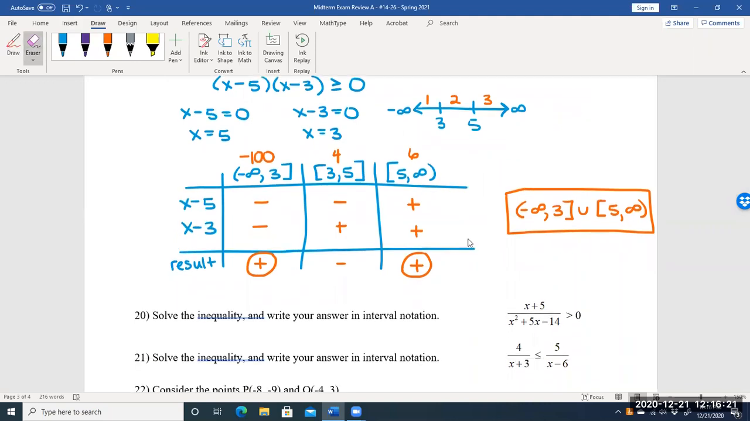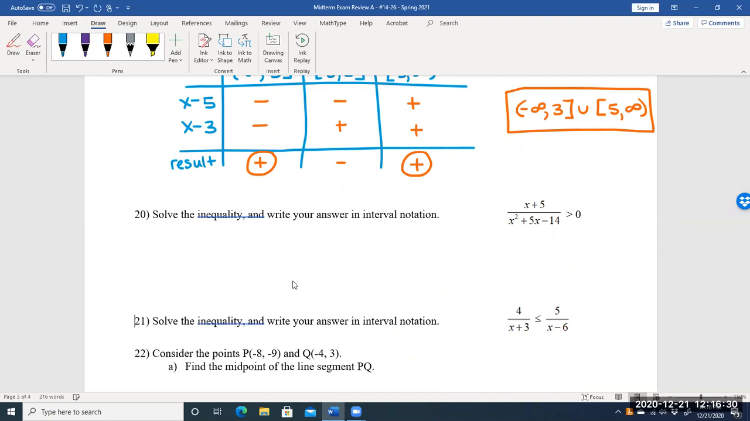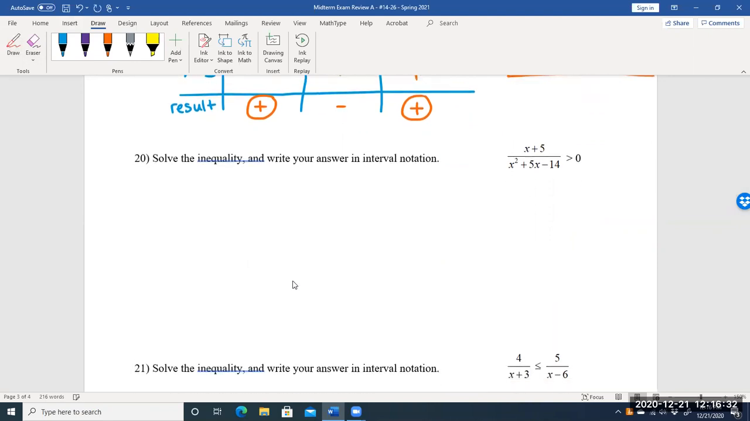Okay, number 20 is a rational inequality. And for rational inequalities, we also make sign charts. And so number 20 is going to require a sign chart. First thing I'm going to do is factor the denominator. Two numbers that add to 5 and multiply to negative 14 are a positive 7 and a negative 2. So those become our factors.